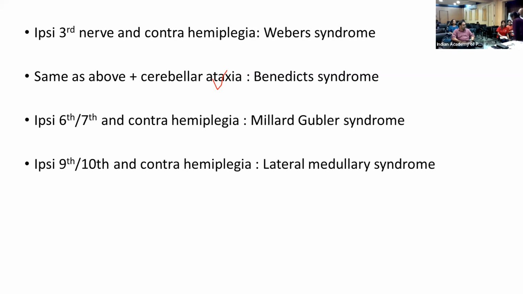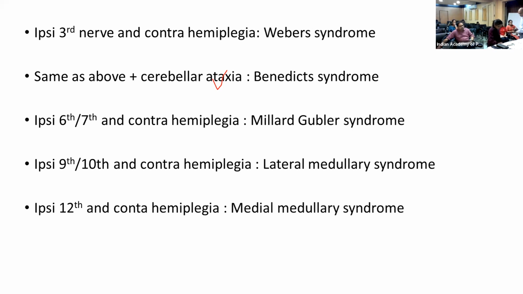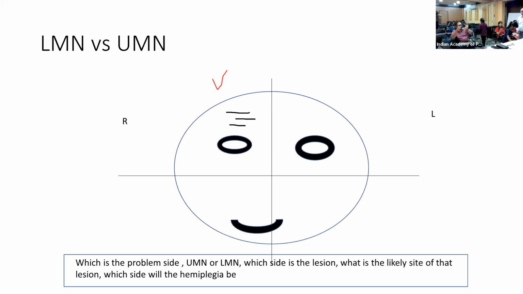9th or 10th nerve on one side and other side hemiplegia is lateral medullary syndrome. 12th nerve and contralateral hemiplegia is medial medullary syndrome. Now, this is impossible to remember, but you all can read it just before the exam. What is more important is to pinpoint where the lesion is likely to be. Okay. So to know where the lesion is, I just want you all to remember a few things.